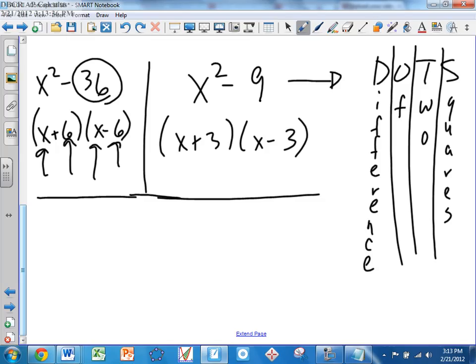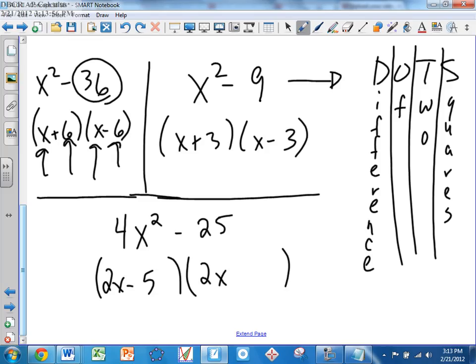What if we have something like 4x squared minus 25? This is still dots, because this is a perfect square and this is a perfect square. Again, what's the square root of 25? Isn't it just 5? And that appears in two spots, there and there. Well, what's the square root of 4x squared? It's 2x. So no matter what, if you have a perfect square in these two locations, you can always use this technique, assuming it's a difference.